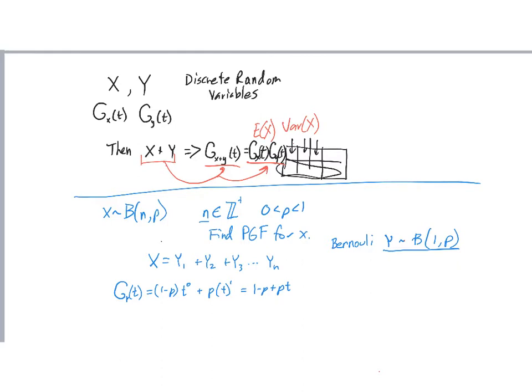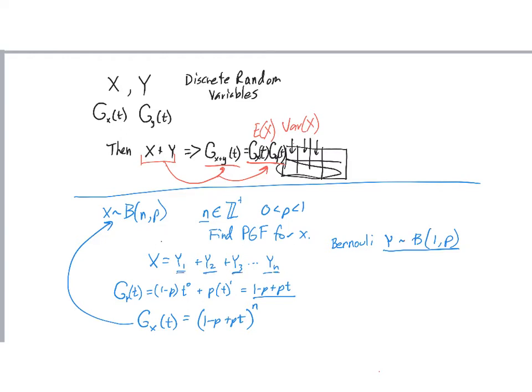Now, if this is the case, then I'm going to find G_X(t). I want the PGF of the binomial. Remember, that's just the combination of adding all of these Y's together. And if each Y is 1 minus p plus pt, then that would be (1 minus p plus pt) to the n power, to show that I have n copies, Y1 plus Y2 plus Y3 and so on.